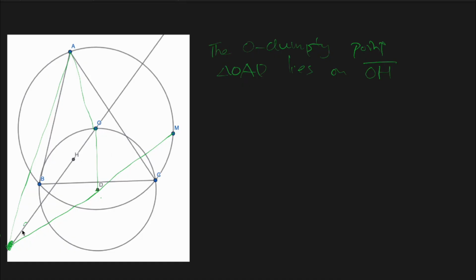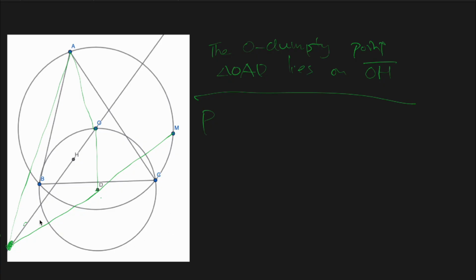For those of you that are a bit more impatient, we're almost nearing the end, so just hang in there. Okay, so the strategy we are going to adopt here is to construct the O-Dumpty point first, call it P, and then prove that P, H, O are collinear. So let's construct the point P right here first.